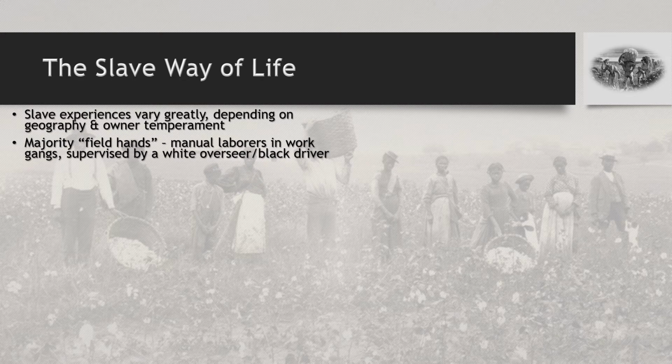The majority of slaves living in the South were considered field hands, male and female. These are individuals like you see the ones in the background here, right? Individuals who were manual laborers working in the fields, working in work gangs somehow, and were usually supervised by either a white overseer and or a black driver. And the daily toll was to work from sunrise to sunset 6 days a week.